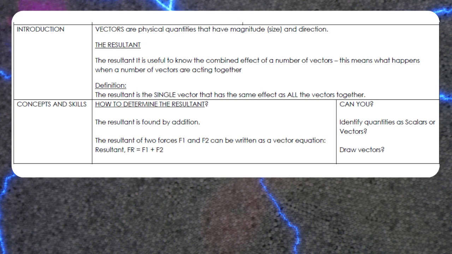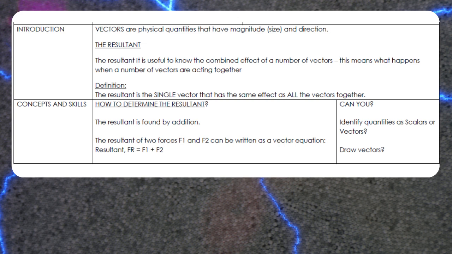Introduction: Vectors are physical quantities that have magnitude, size, and direction. The resultant. It is useful to know the combined effect of a number of vectors. This means what happens when a number of vectors are acting together. Definition. The resultant is the single vector that has the same effect as all the vectors together.